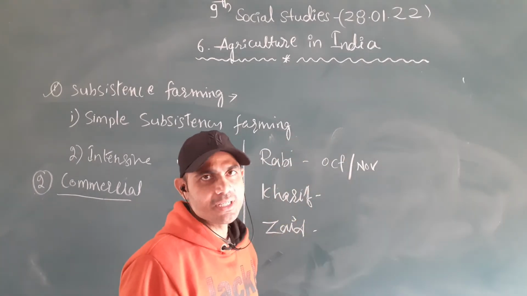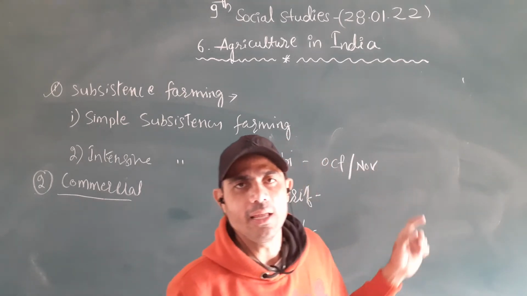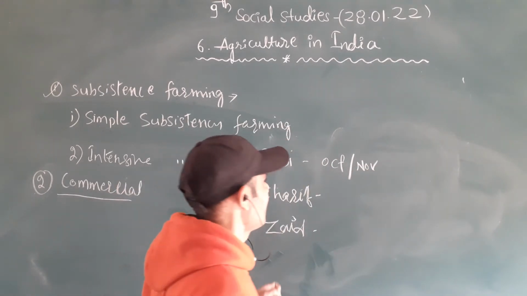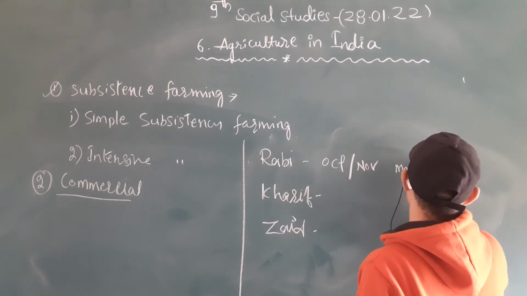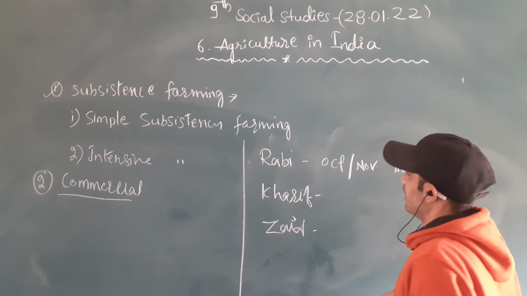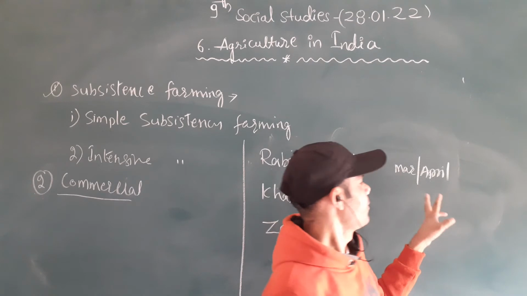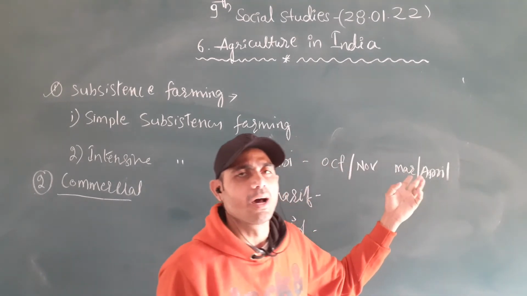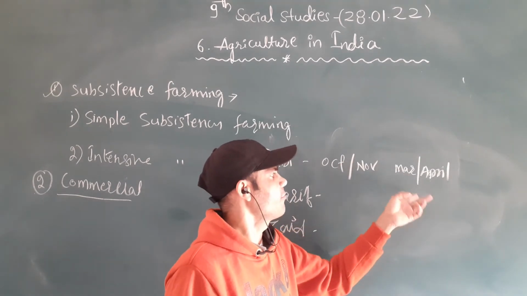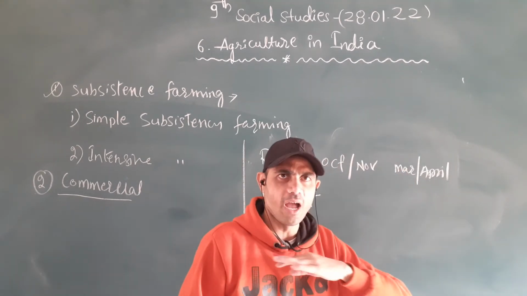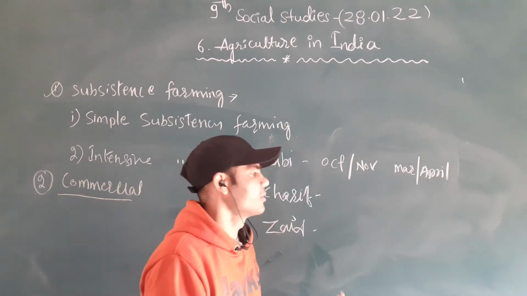And when it comes to harvesting, the harvesting time of the Rabi season is March and April, right? During these months, we will start the harvesting. Harvesting means whatever we put in the soil as seeds grows there, and we have to take care of them. When March and April come, we have to cut it and collect whatever crops we have produced, right?